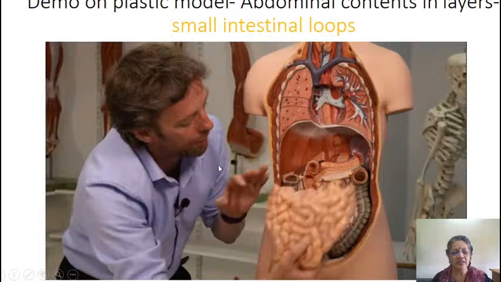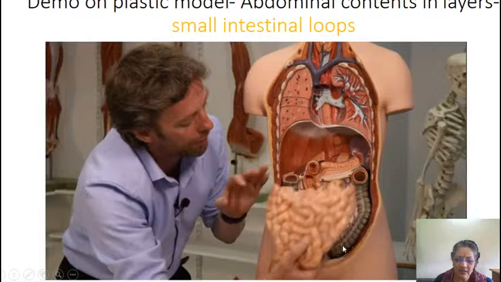This is, I think his name is Dr. Sam Weber, and he only did this demo on a plastic model, where he also had one layer of omentum which he removed, and then he had this layer of small intestinal loops which he has removed to reveal that you have the retroperitoneal structures there.